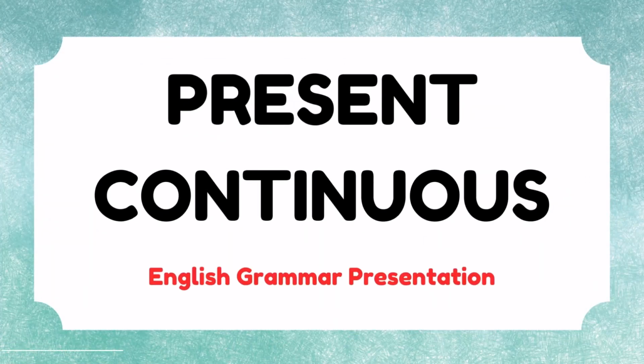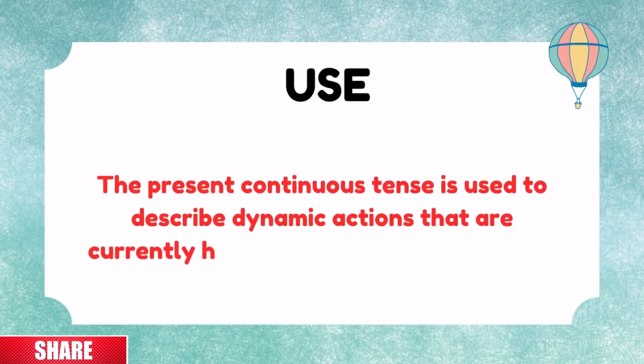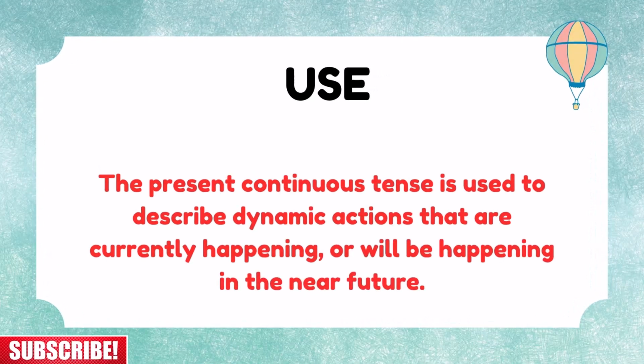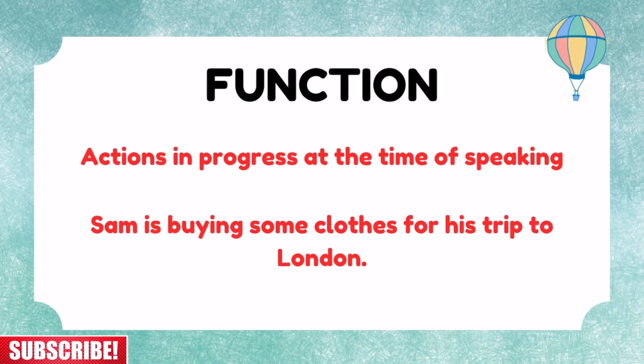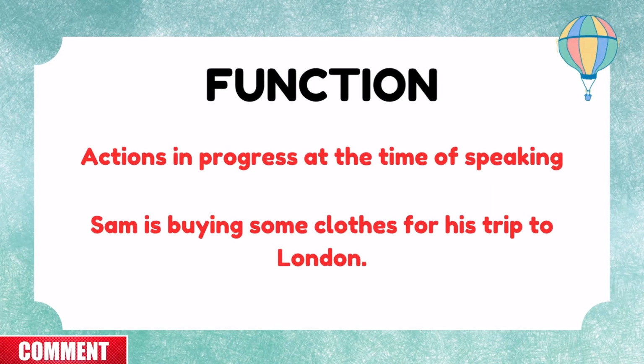Present continuous. English grammar presentation. Use. The present continuous tense is used to describe dynamic actions that are currently happening or will be happening in the near future. Function. Actions in progress at the time of speaking. Sam is buying some clothes for his trip to London.